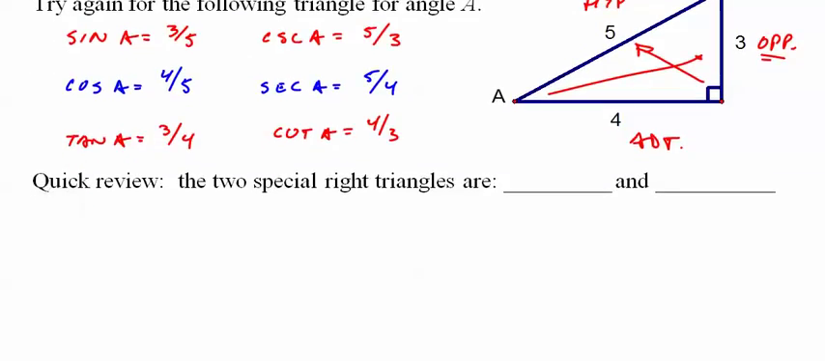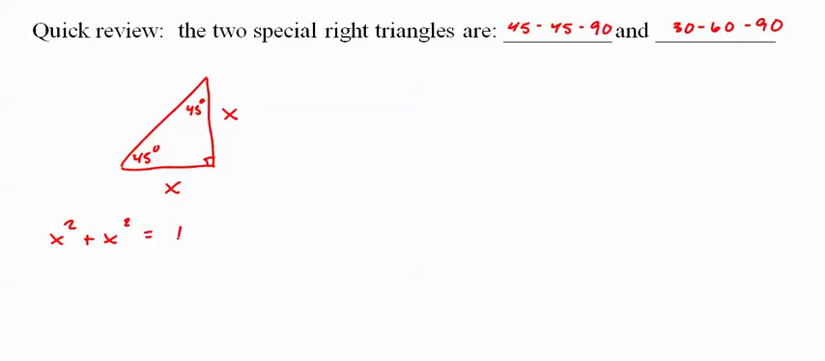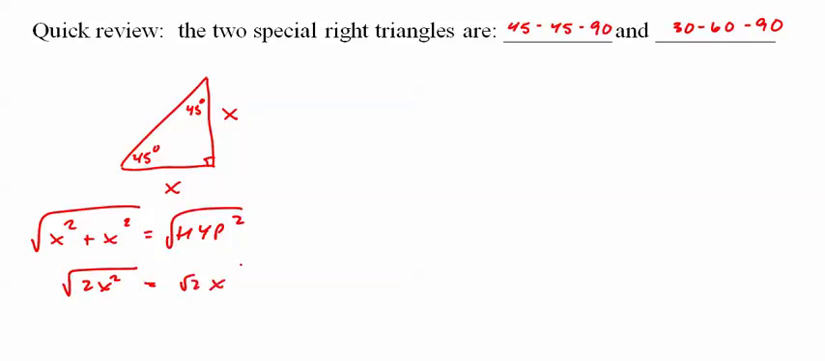Quick review. 2 special right triangles. Got the 45, 45, 90. And we got the 30, 60, 90. I'm going to derive them here, but I'm going to do it fairly quickly. 45, 45, 90 is fairly easy. Since it's 45, 45, these sides are the same. We're just going to call them x. And if we sat down and did Mr. Pythagoras, x squared plus x squared equals hypotenuse squared, we would get the square root of 2x squared, which is just root 2 x.